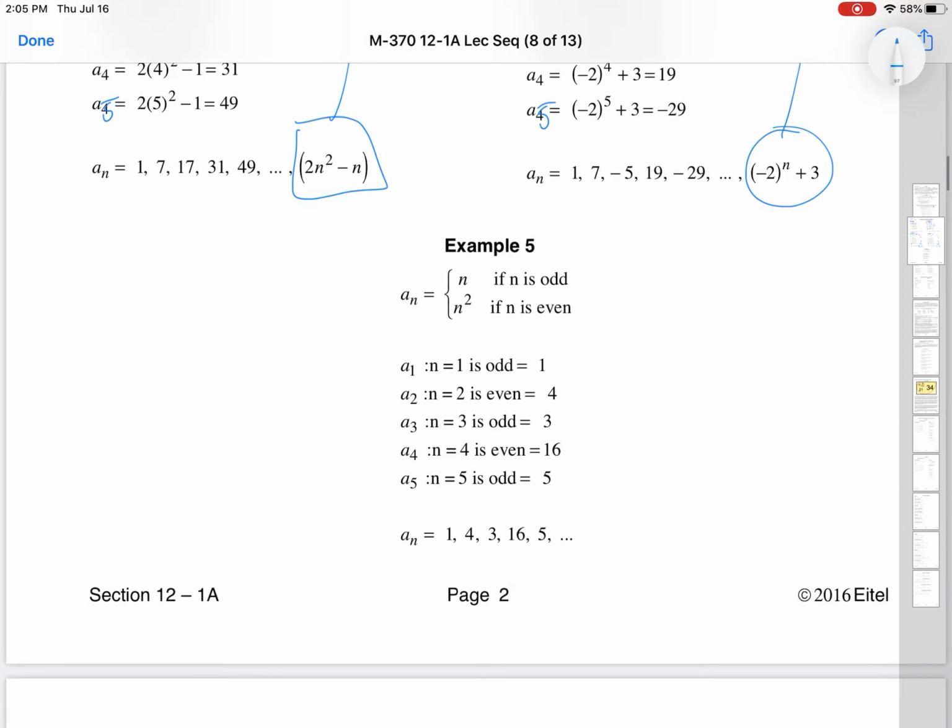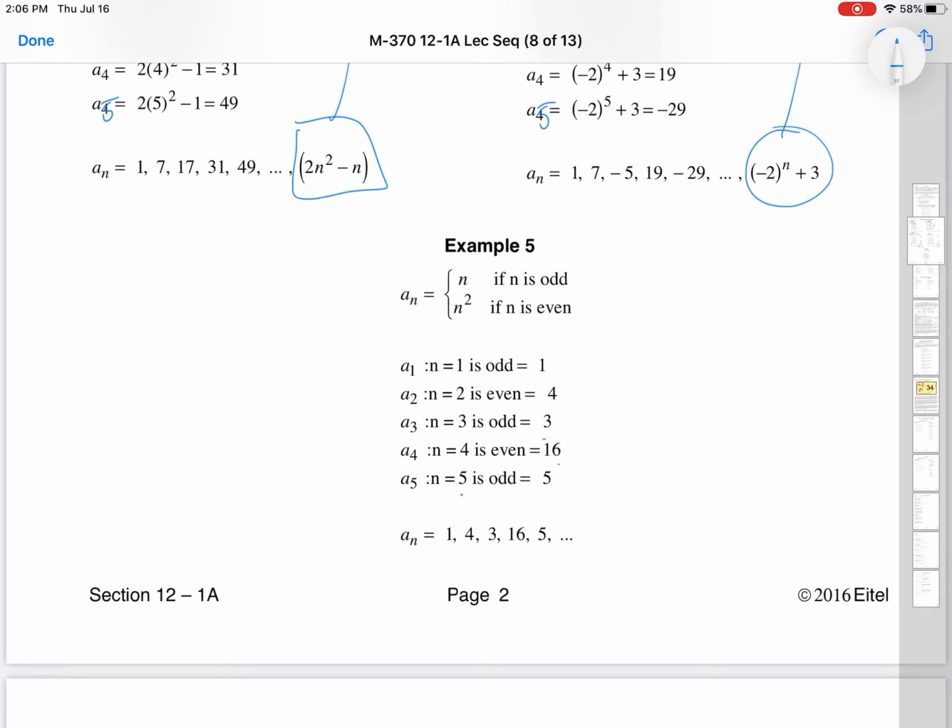There are some times where it's defined in what we call a piecewise manner. n if n is odd, n squared if n is even, and it kind of just bounces back and forth. So if you plugged in 1, since 1 is odd, it's going to stay as a 1. You plug in 2, since 2 is even, we're going to square it and get 4. 3 is going to stay as 3. 4 is going to go to 16. 5 is going to stay at 5. 6 is going to go to 36. So forth and so on.